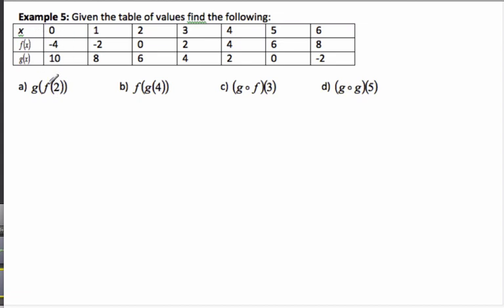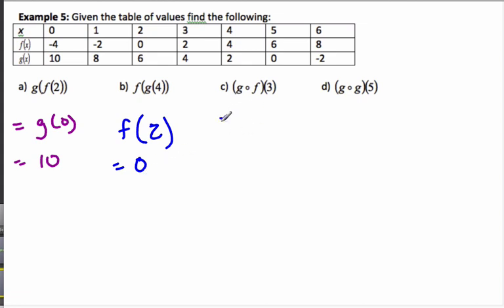So I have my table here. F at 2, it gives me 0. So that's g at 0. 0 for g produces a 10. So my input was 2. My final output is 10. Going to the next one, I'll switch to blue. We'll do f at g at 4 is 2. F at 2 is 0.